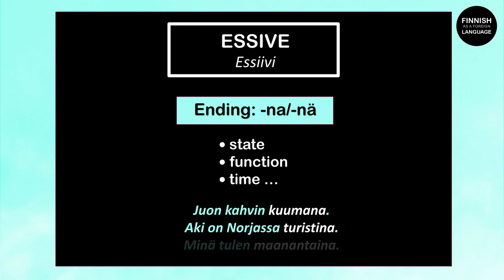Next one, when we're talking about functions or positions. Aki on Norjassa turistina means Aki is in Norway as a tourist. So turistina is the essive case of the word turisti, which means tourist. And here we use the essive because turistina implies that Aki is there as a tourist.